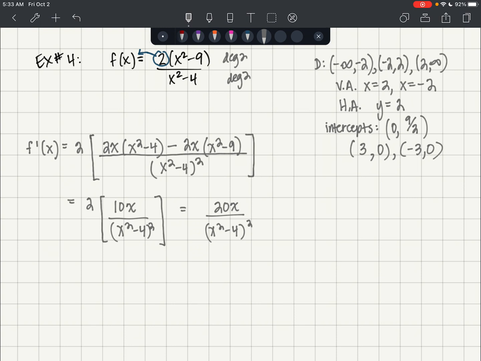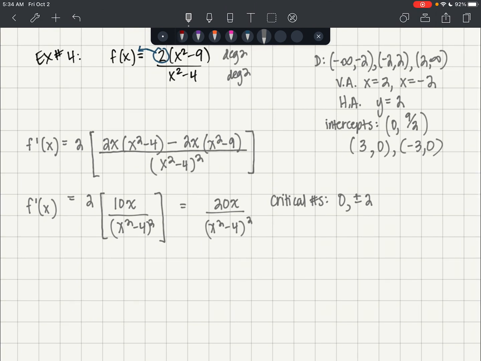Now, 10x, 20x, we're going to set that numerator equal to 0, so the 2 is going to become insignificant. Our critical numbers, or our critical values, are 0, and of course we have plus or minus 2, because those are restrictions from the original domain, and they are restrictions in the first derivative. So we'll make our number line. We'll have negative 2, 0, and positive 2.